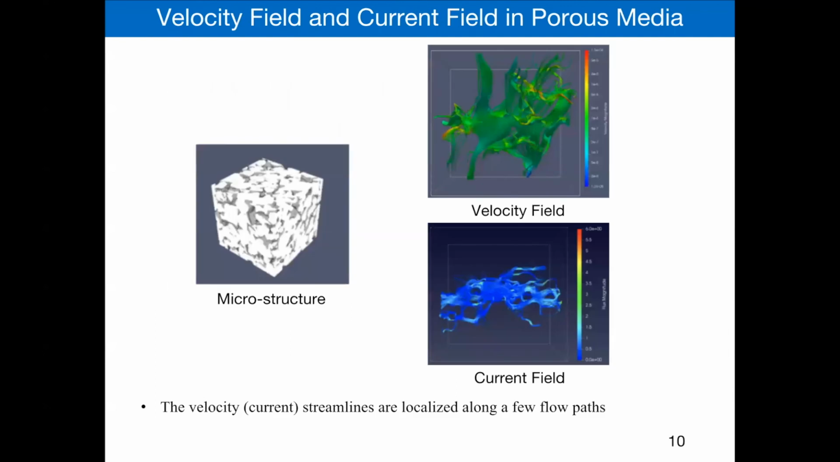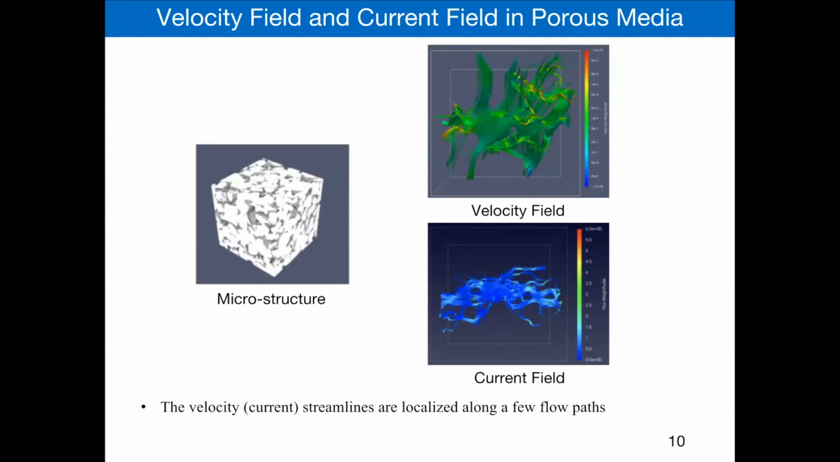Under the uniaxial pressure or potential gradient, the velocity and current field can be visualized by streamline contours. The streamlines are localized in a few flow paths instead of distributing in the entire pore space. However, to homogenize the velocity and current field, we should take into account the flow field in the entire RVE domain.